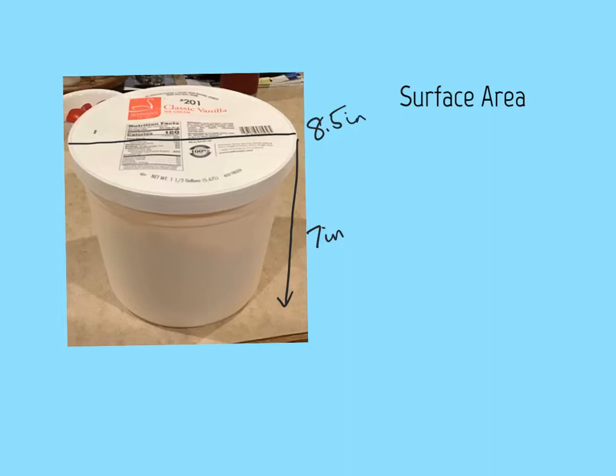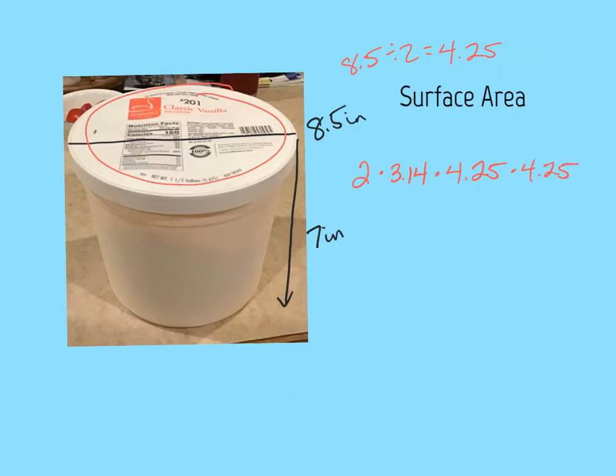So to find surface area, I need to first find basically the top and the bottom. So top and the bottom is 2 times pi, which we're going to use 3.14, times the radius squared. So I had to do 8.5 divided by 2 to give me my radius, which gave me 4 and 25 hundredths. So 4.25 times another 4.25. I did all of that and I got 113.4325. Now, that gave me the top and the bottom.